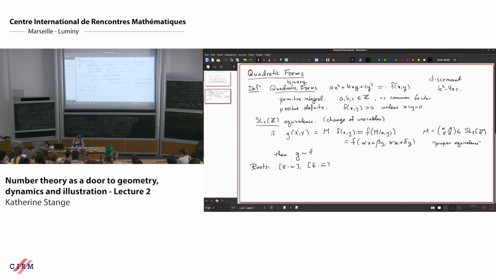And when we're in the positive definite case, then the roots will be a complex conjugate pair. Okay? And so if I call one of the roots z, then the other one is just going to be the complex conjugate. And I'm thinking of these as living in P1.